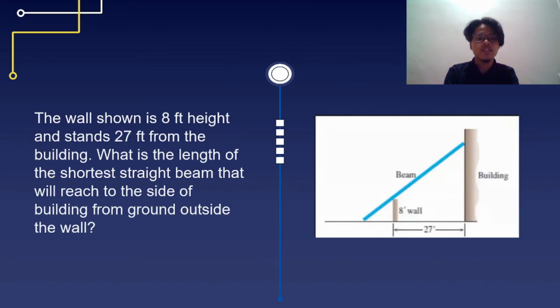Problem statement. The wall shown is 8 feet high and stands 27 feet from the building. What is the length of the shortest straight beam that will reach to the side of the building from the ground outside the wall?